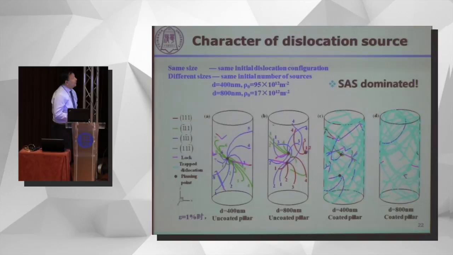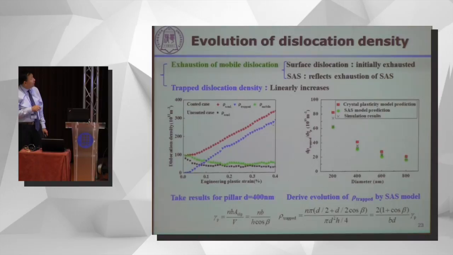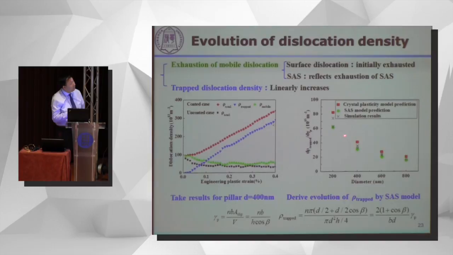What is the dislocation density? We are interested in dislocation density. For the uncoated pillars, the dislocation density is reduced and stays stable. As I said previously, for the coated pillars, most dislocations will be trapped in the pillars. So we have this density, and we also have another density we call the mobile dislocation density. The trapped dislocations and mobile dislocations are superposed together to give the total dislocation density in the coated pillars. In this work, we can compare the result with the crystal plasticity model prediction, the single arm dislocation model prediction, and the simulation result. They give almost constant, consistent results across the three different analyses or simulations.